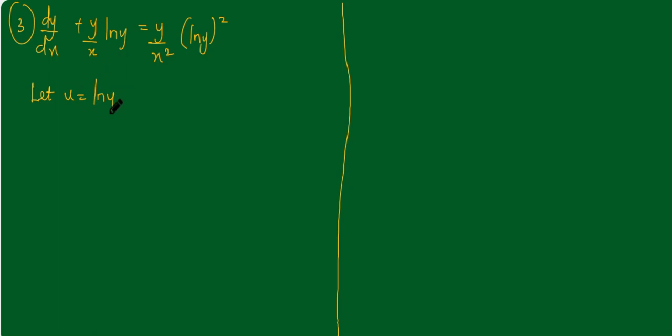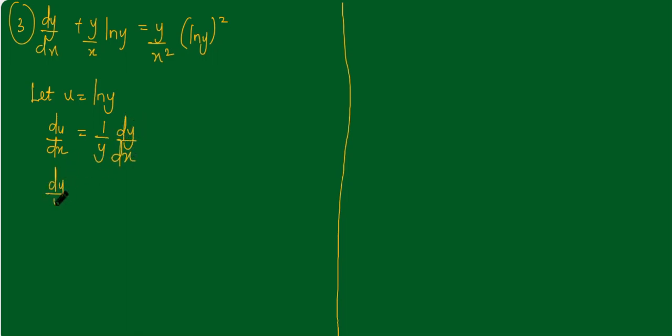So for the third example, we have dy dx plus y over x ln y is equal to y divided by x squared ln y all squared. So this does not look like the regular type of equations we have been solving, but we can easily simplify it to make it look in such way. So the first thing to do is let's represent ln y to be equal to u, such that we have du dx now to be equal to 1 over y dy dx.